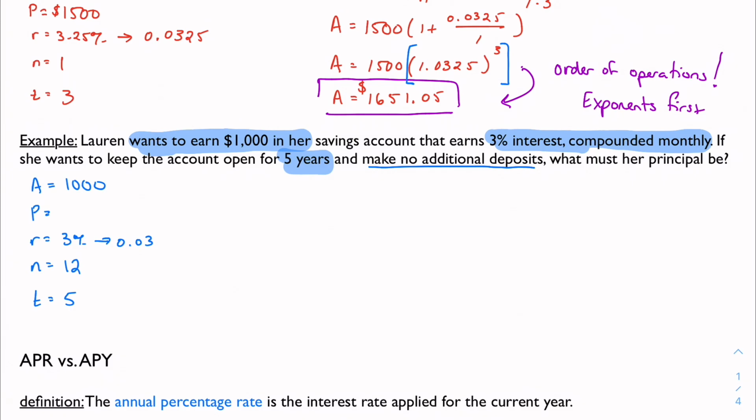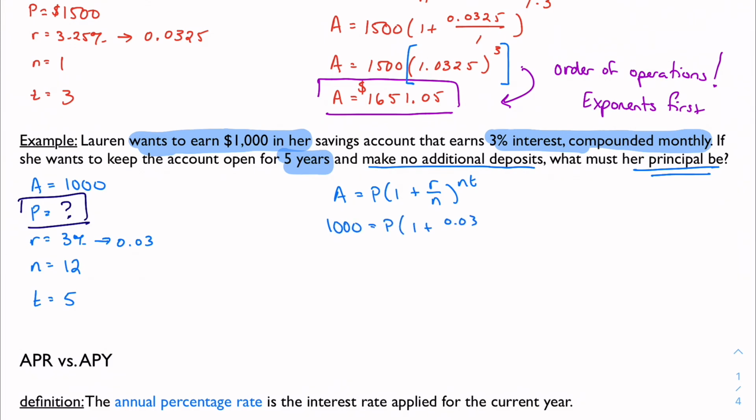What must her principal be? So here I come right out and say it. We're solving for our principal. And I can jump right in with my formula. Plug in what I know, solve for what I don't. Again, that isolation step is really an organizational tool, and it makes it so much easier.